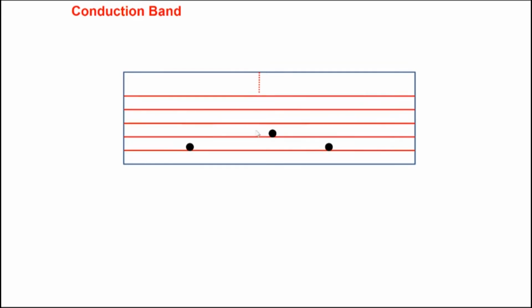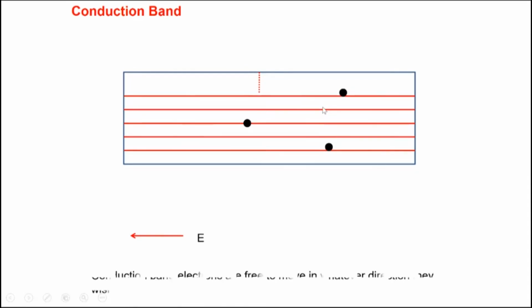Which means that the conduction band is practically empty. There are few electrons, but most of these states are empty. And therefore, if you apply an electric field, the electron can respond to the electric field. The electron can gain energy from the field and go to a higher state. There are plenty of states available here. So conduction band electrons are free to move in whatever direction they wish, and therefore they can respond to the electric field and give rise to current. All right, so that's why the conduction band is important for us.